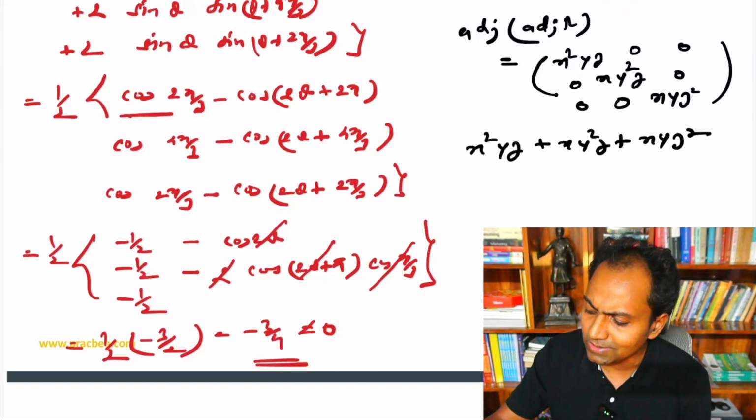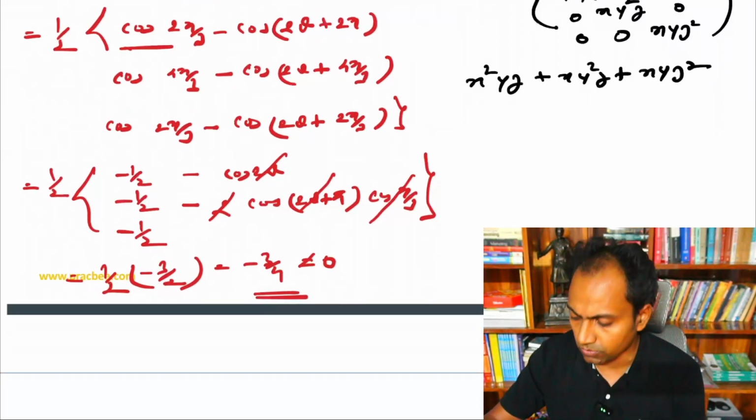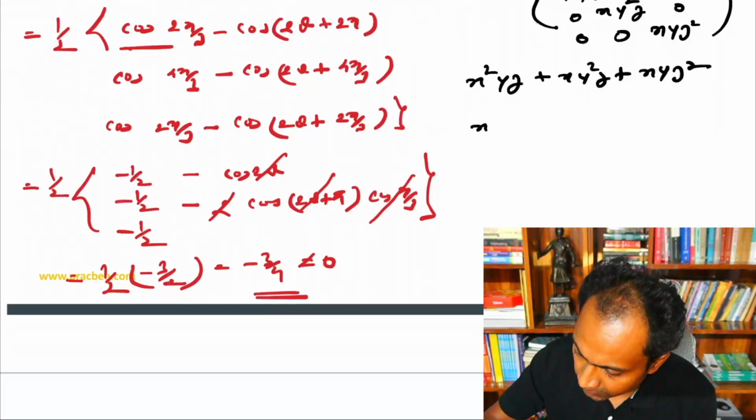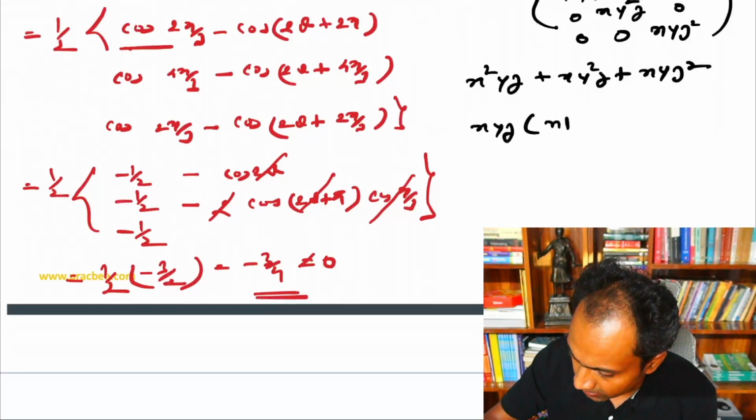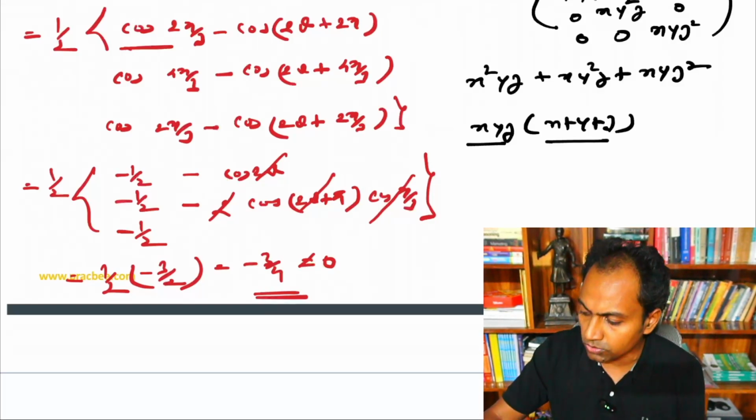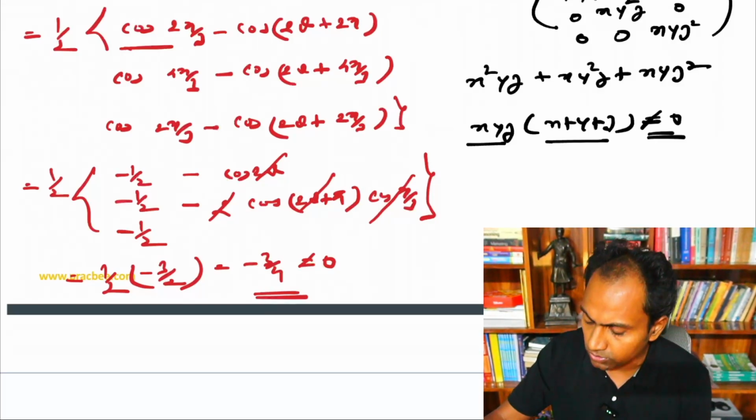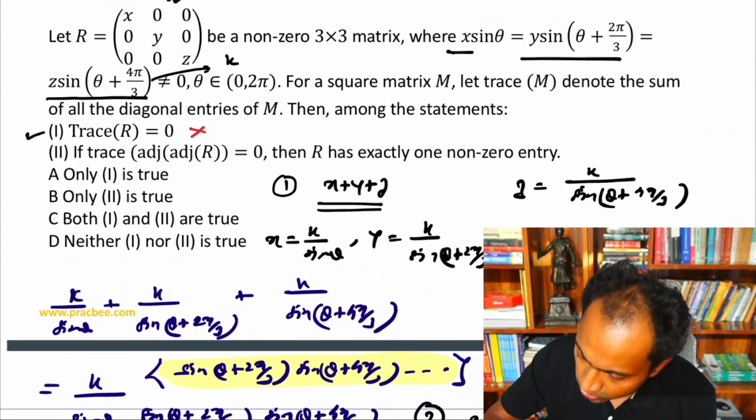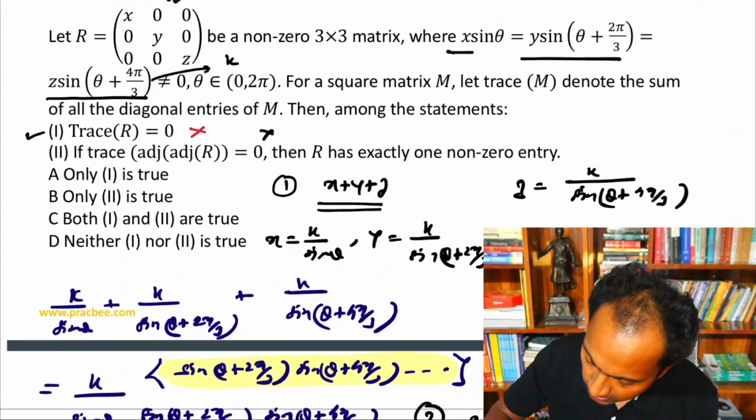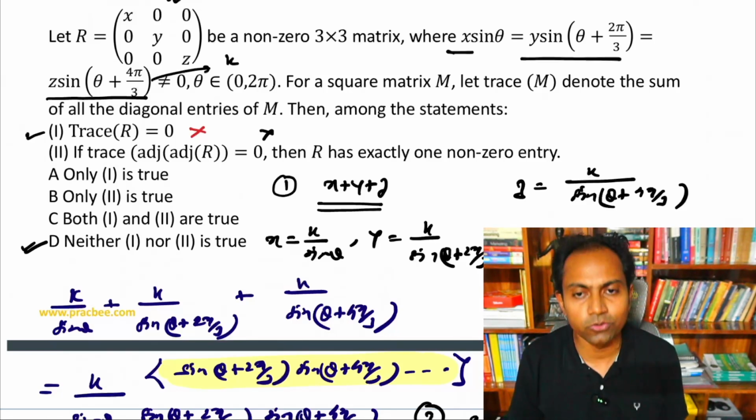Now the question clearly states that x, y, z are not equal to 0. So if I take xyz as common, it will become x plus y plus z. Now we know that these both are not equal to 0, so this element will not be equal to 0. So statement 2 is also incorrect. So the answer of this question becomes option D, neither 1 nor 2 is true.